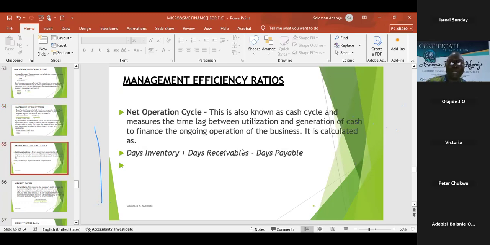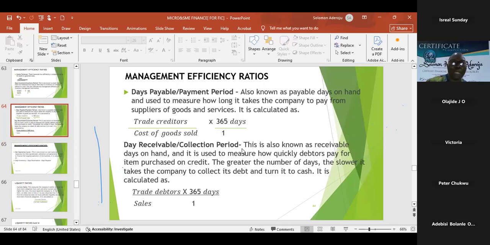Then the third one is the payable days. How many days will it take them to pay their suppliers? Like the spontaneous finance that I mentioned. So the more days they have, the better for the company. If they delay payment to their suppliers, it will enhance their liquidity and cash flow, and also the working capital. So the more the better.